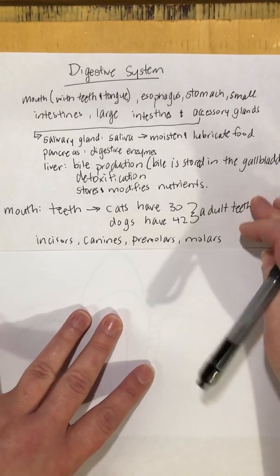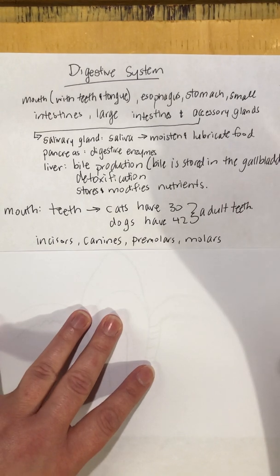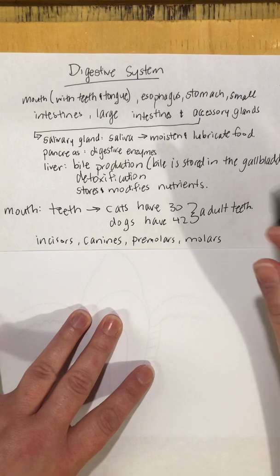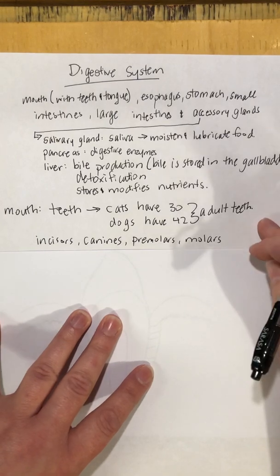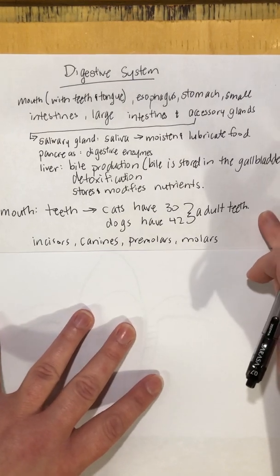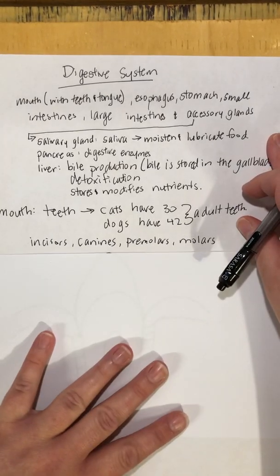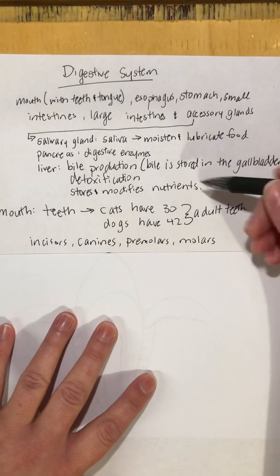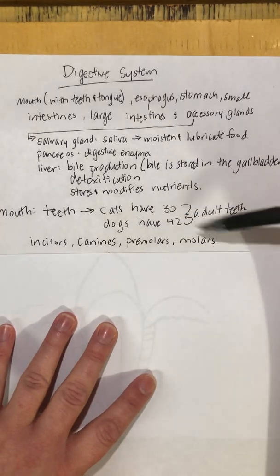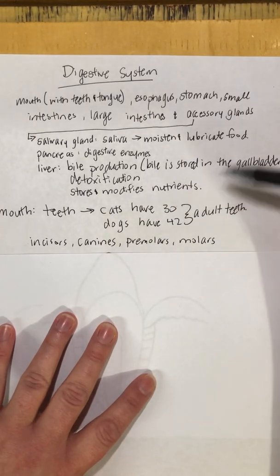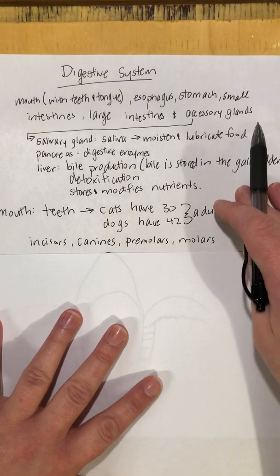I should add those onto the Brightspace. But I do have some teeth diagrams for you. I can add into the Brightspace, and you can see diagrams of what the mouths look like. So how many incisors, how many premolars, molars, canines make up the 30 and the 42. So I'll post those for you as well.